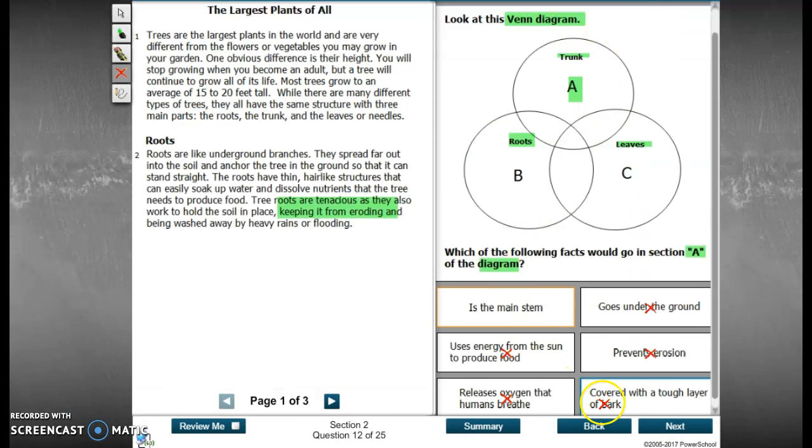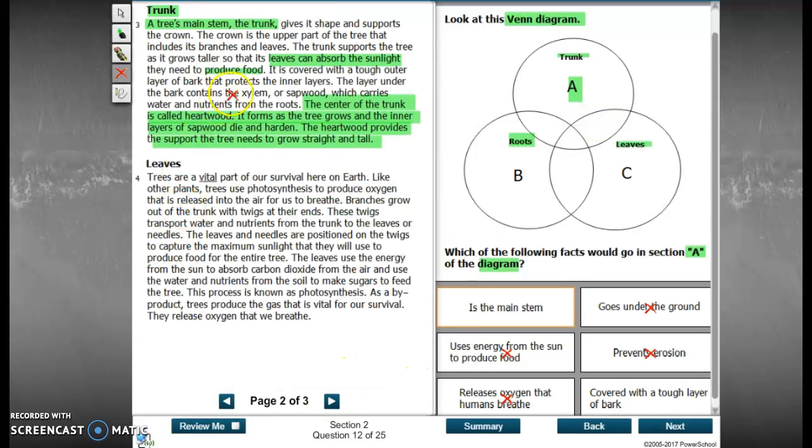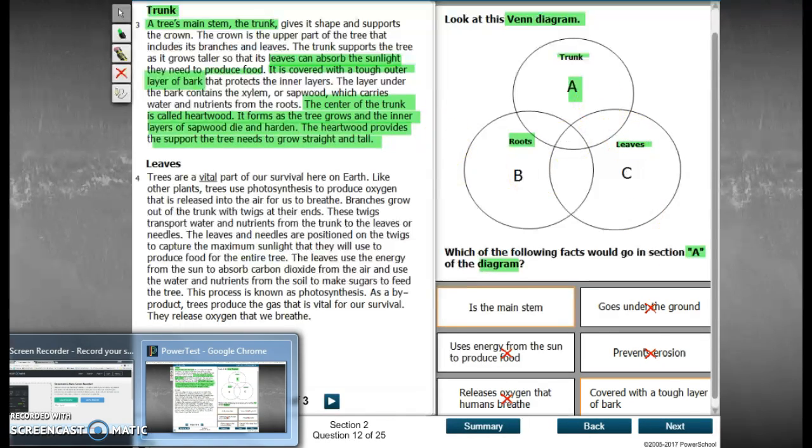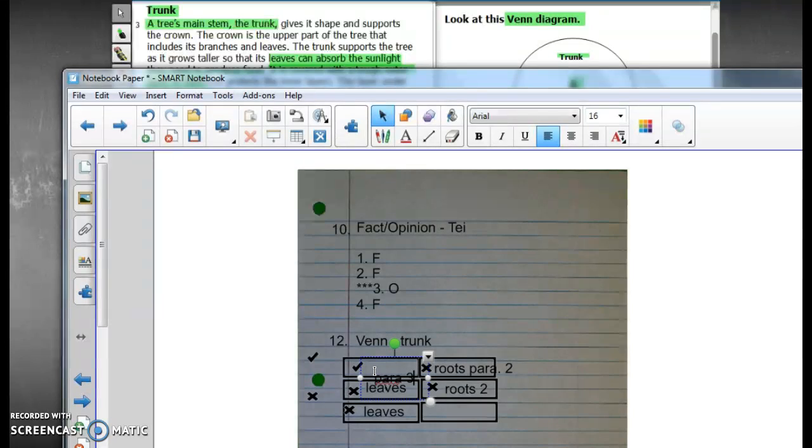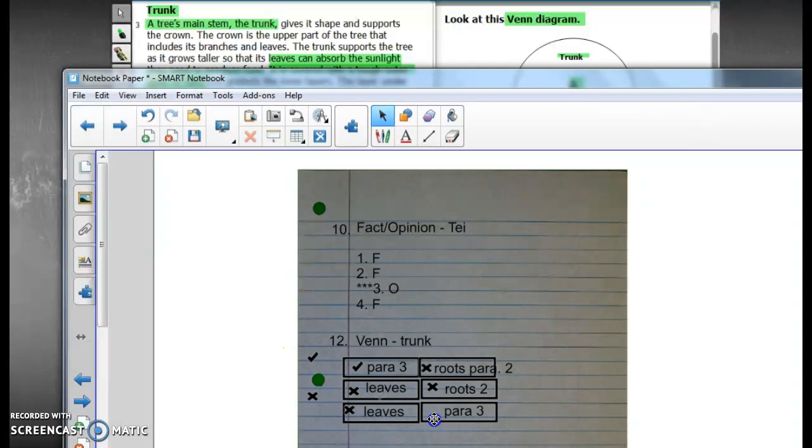And last one. They are covered with a tough layer of bark. Let's see if that is true for the trunk. Well, I know what a trunk is, and I'm thinking it sounds right. Oh, look at that. It is covered with a tough outer layer of bark. That is the trunk. It fits. That is in paragraph 3, so you want to choose it. Put in there, paragraph 3. Do you agree? Yes, that is true for the trunk.